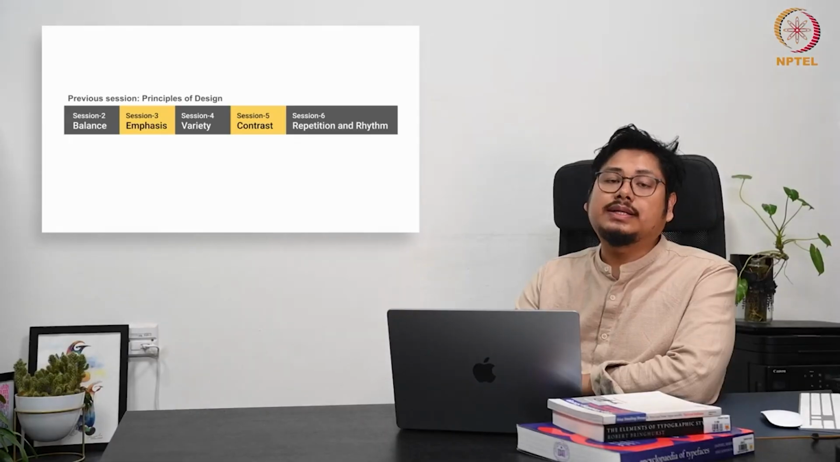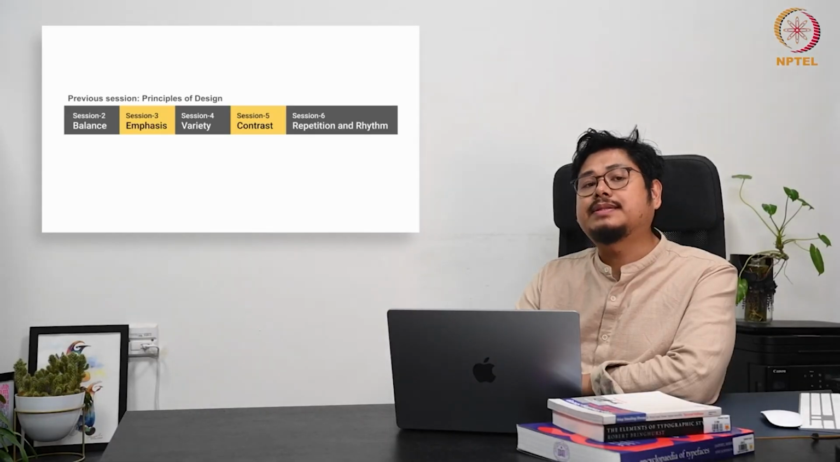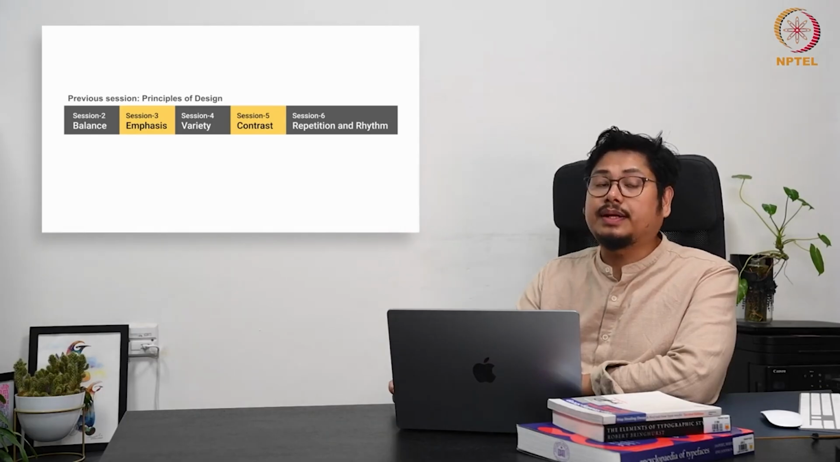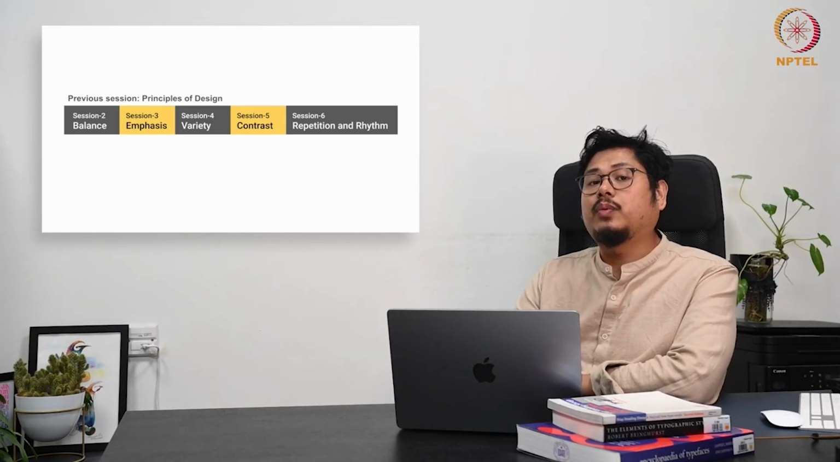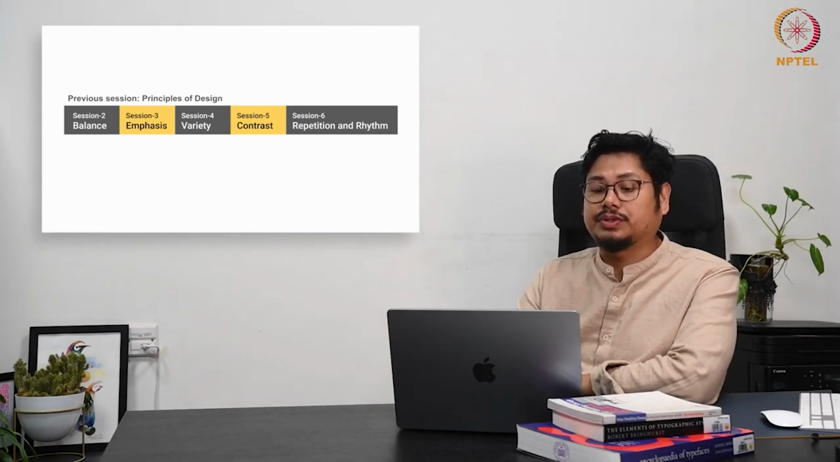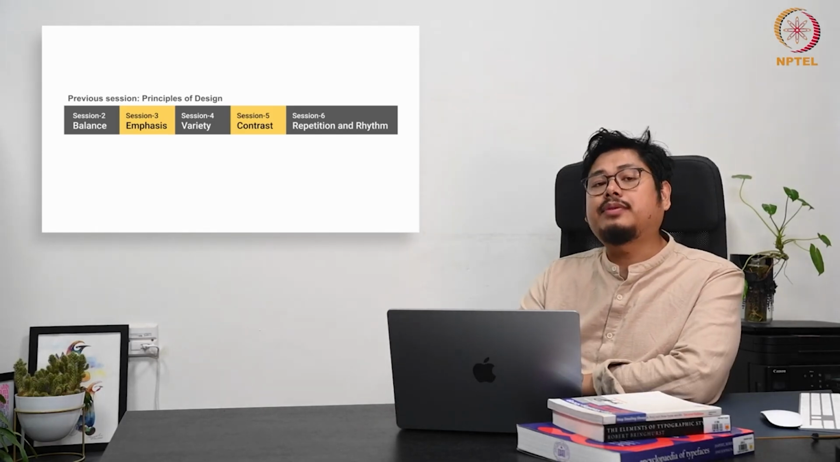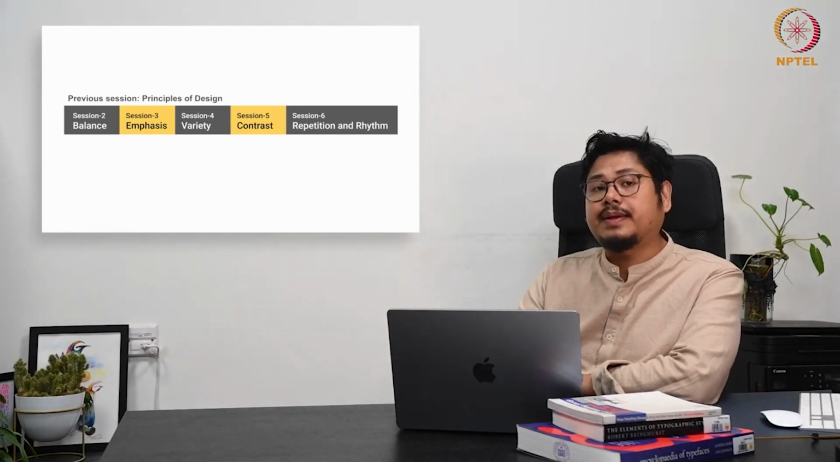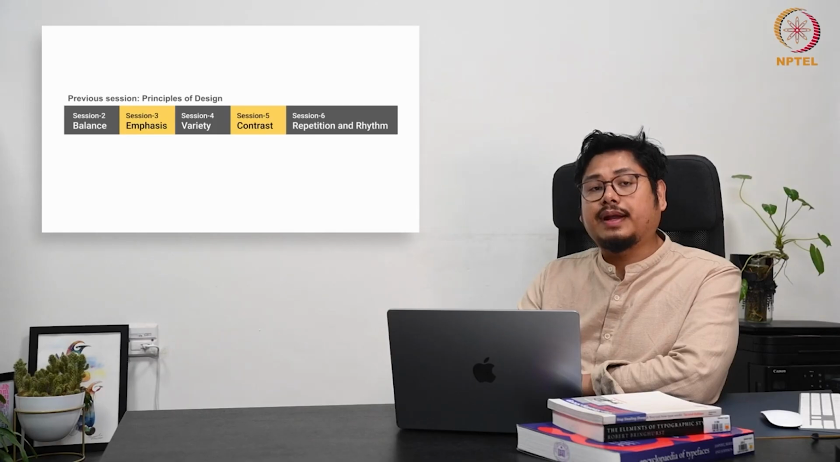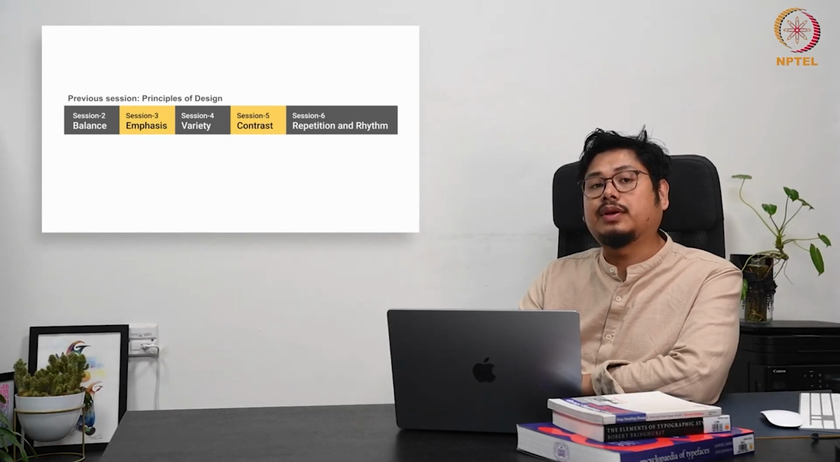We also tried to understand how balance plays an important role in terms of symmetrical and asymmetrical, and how weight distribution happens in a composition. In emphasis, we tried to learn how emphasizing some elements creates hierarchy or contrast in the overall composition. Apart from that, variety also helps to showcase unity or uniformity in a composition, which also creates a dynamic representation in the overall composition.